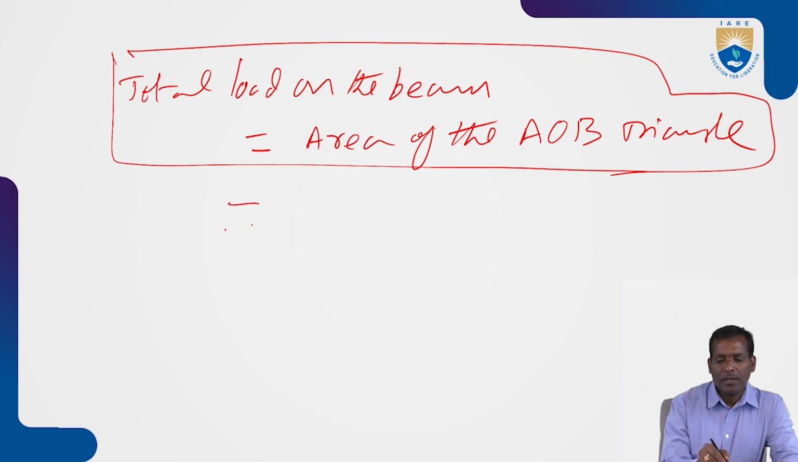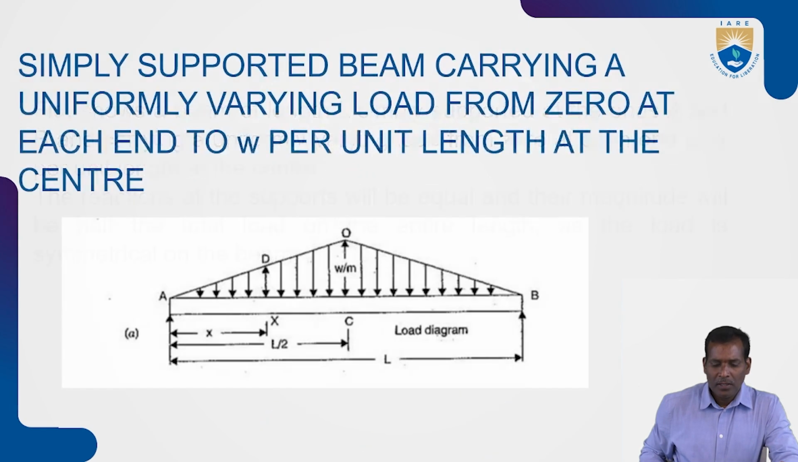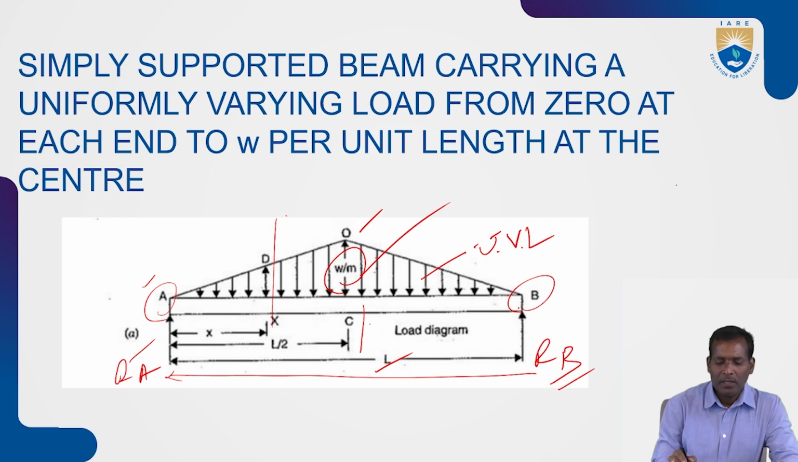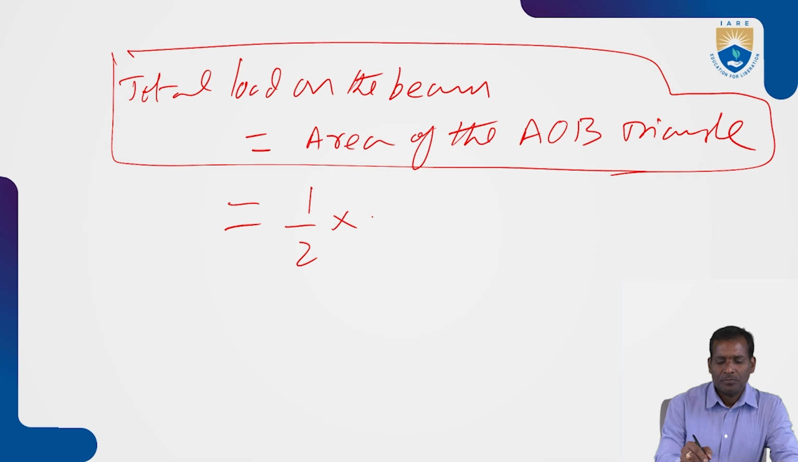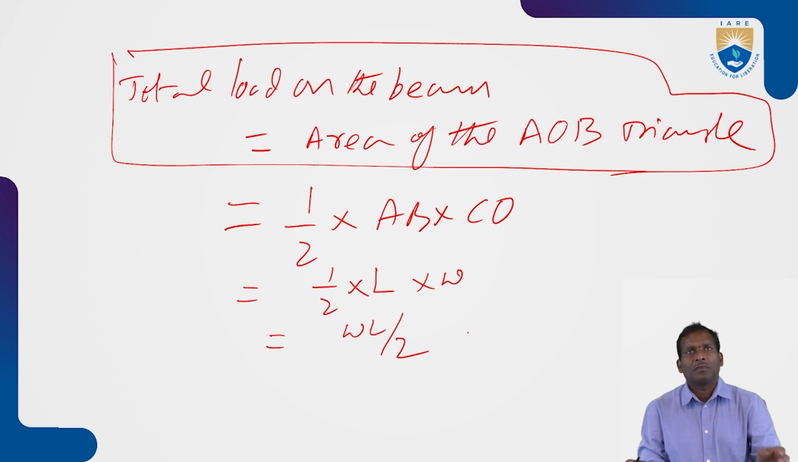Now calculate the area of AOB: half multiplied by AB multiplied by OC, or CO. What is the AB value? AB is length L and CO is W. So the total load on the beam is WL by 2.